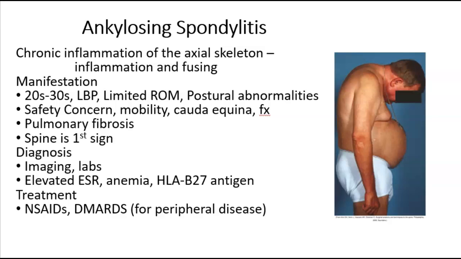Ankylosing spondylitis is a chronic inflammation of the axial skeleton, which leads to fusing. It generally occurs in the 20s to 30s, with low back pain, stiffness, and limited range of motion. Basically, it's worse at night and in the morning, but improves with mild activity.